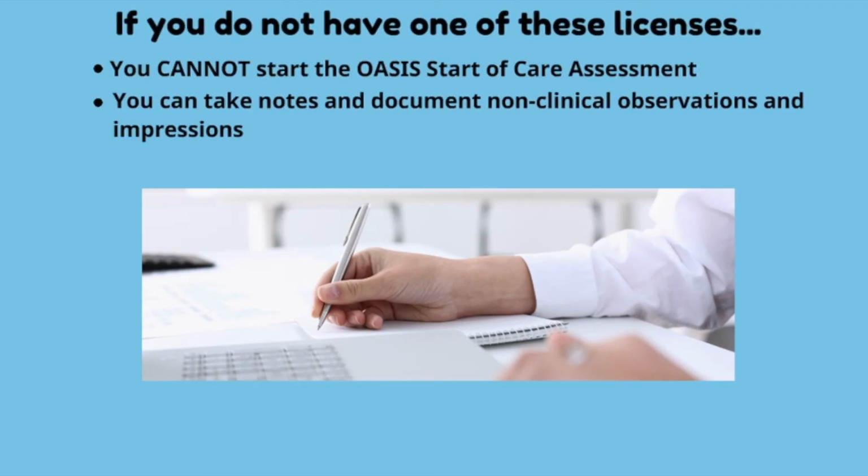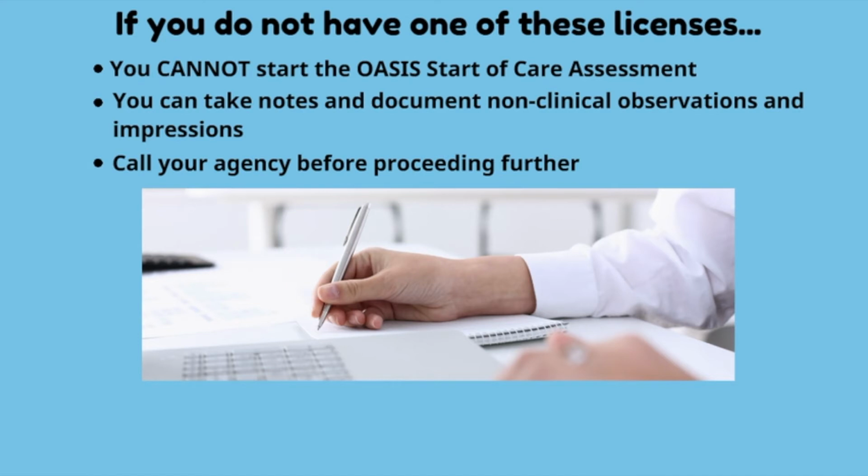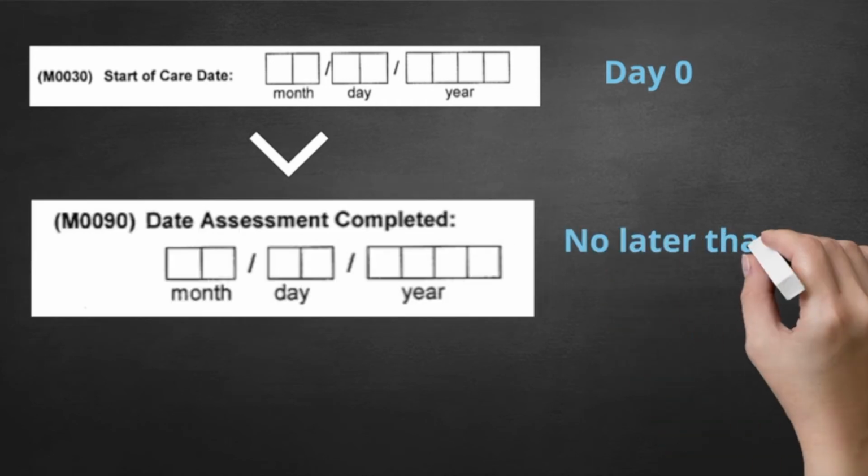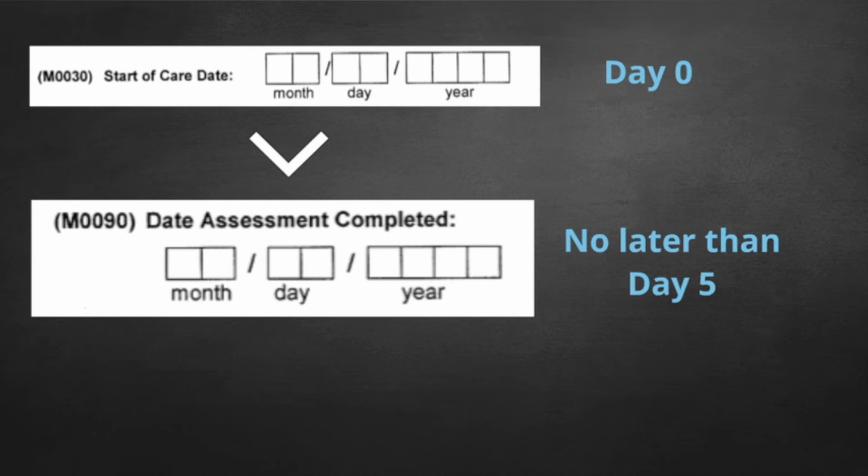You can take notes, and you can document non-clinical observations and impressions, but you should call your agency before proceeding further. Once you start your OASIS assessment with a valid M0030 date, this now sets up the last day for the M0090 date the assessment is completed.